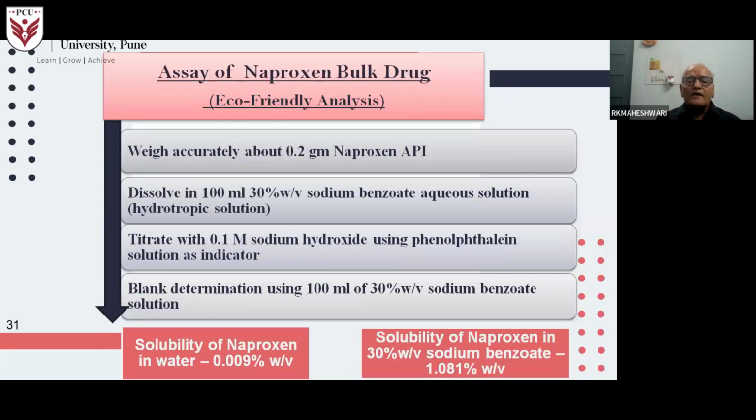Now the same thing has been done by me using sodium benzoate solution, a hydrotropic solution. Dissolution of naproxen in sodium benzoate solution and then titrate. So we have replaced a class 2 harmful organic solvent, methanol, by a safe and economic sodium benzoate solution.